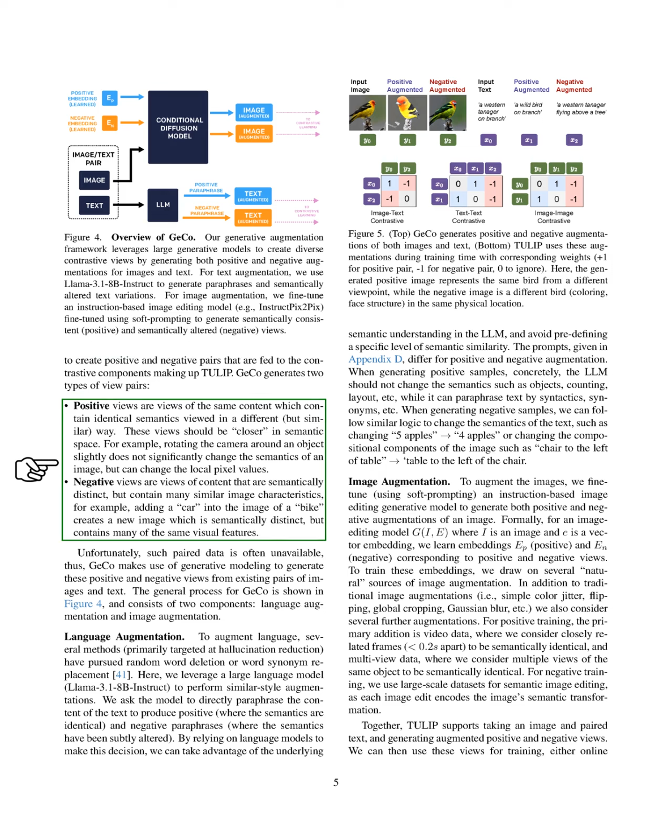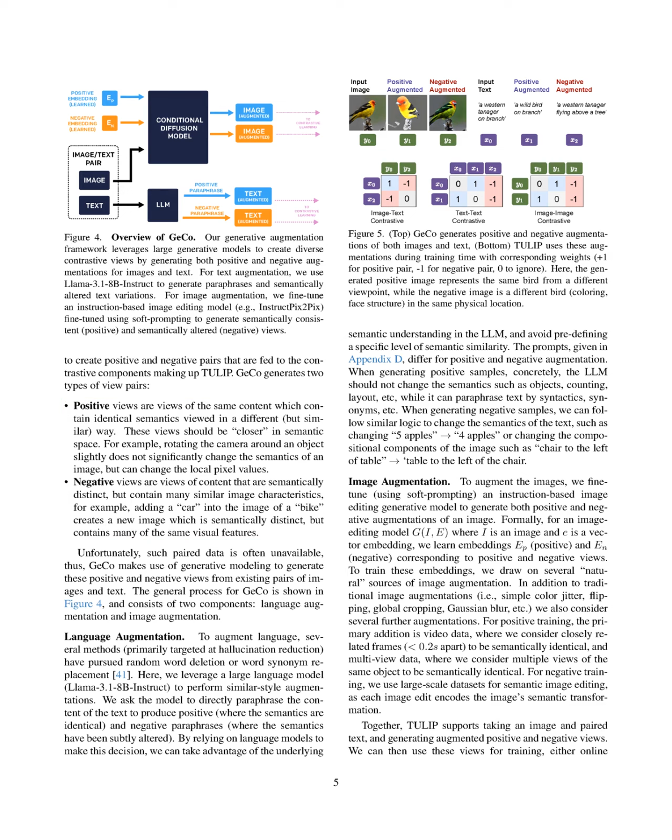Positive views are those that maintain the same semantics but are presented differently, while negative views are semantically distinct yet share visual characteristics. Since paired data is often scarce, GeCo uses generative modeling to create these views from existing image-text pairs. The overall process of GeCo involves two main components: language augmentation and image augmentation.